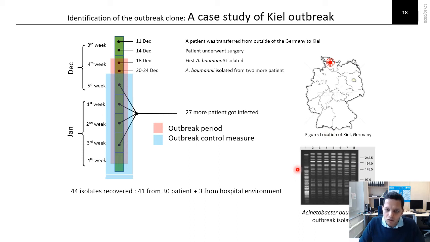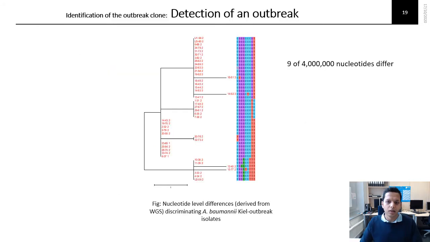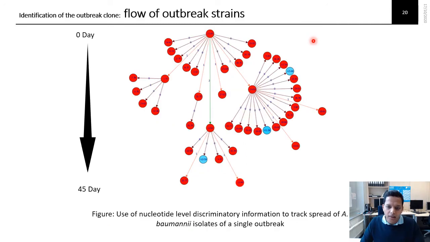Then we carried out whole genome sequencing to differentiate these bacteria. Then we looked at their nucleotide sequence data. There was a difference of 9 nucleotides in their genome. So it means there was a difference of 9 bases out of 4 million nucleotides. And this data helped us to further discriminate these outbreak isolates. Importantly, these 9 nucleotide differences gave us an idea about which strain was the origin and which were the progeny.